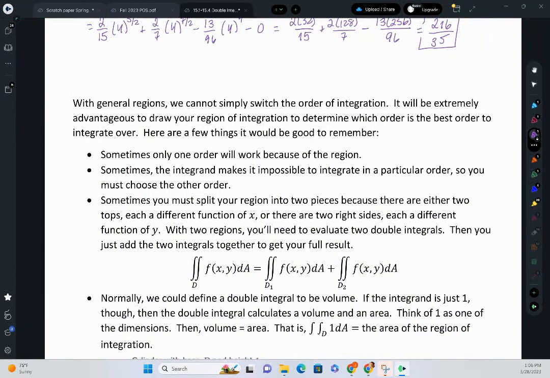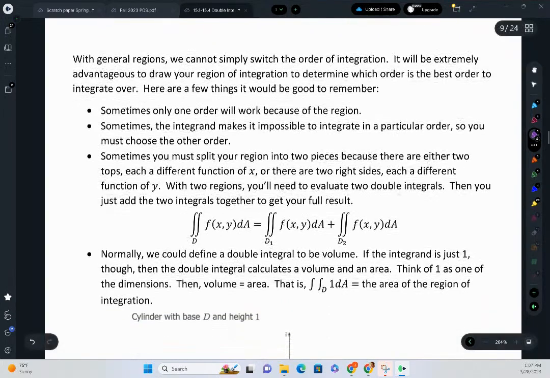When it comes to general regions, we cannot just switch the order of integration without thinking about it. We can't just change the integrals around, because remember, the outer integral must have constants. It cannot have functions in it. So drawing the region of integration is extremely important so that we can figure out how to rewrite our functions so that we can see what our new bounds will be.